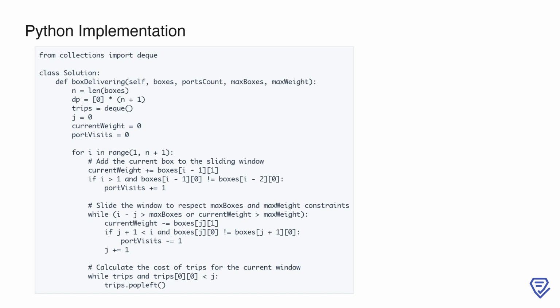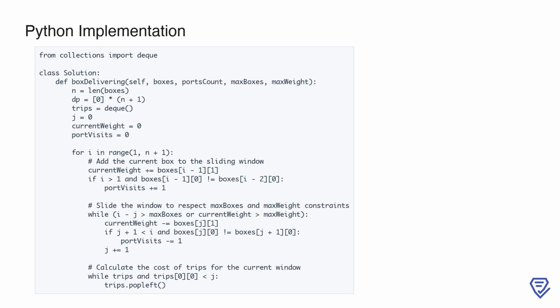Here, we begin by importing the deque class from the collections module, which will help us efficiently manage our sliding window operations. Then, we define the Solution class and its method boxDelivering, which takes in the list of boxes, the total number of ports, and the constraints on the maximum number of boxes and their total weight. We initialize several variables to facilitate our dynamic programming solution. The dp array keeps track of the minimum number of trips required to deliver boxes up to each point. The trips deque will be used to maintain a monotonic queue of potential solutions.